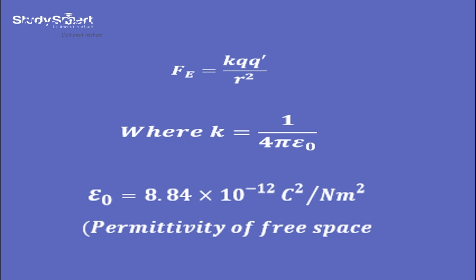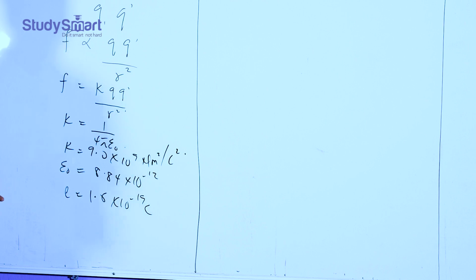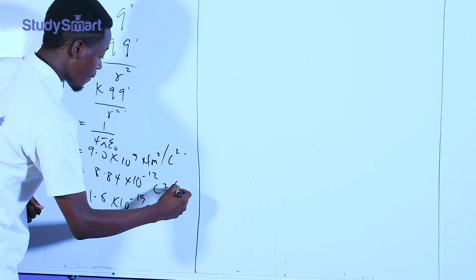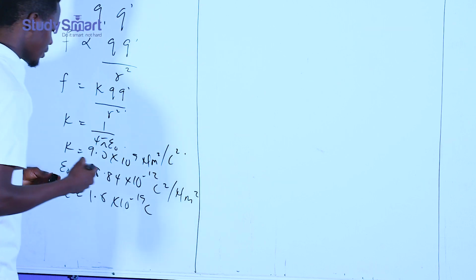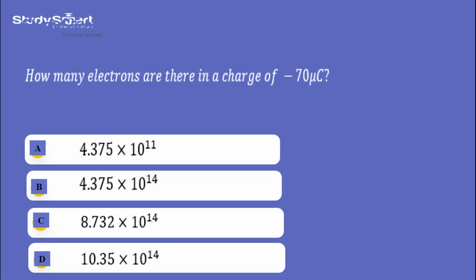Now our k itself is 9.0 times 10 to the power of 9, and the unit is going to be the inverse of the unit of the epsilon naught. That would be Newton meter squared per Coulomb squared, the inverse of that of the epsilon naught. The epsilon naught is C squared per Newton meter squared. So option B is the correct answer.